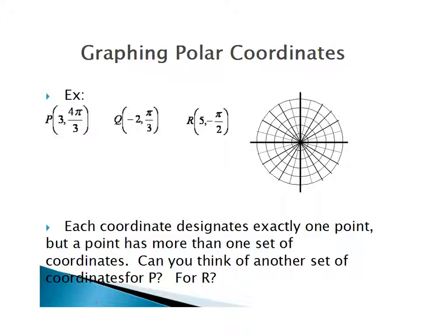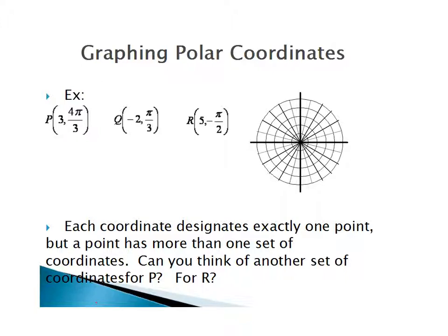On this particular example, this first point P, the 3 is the r value. That's your radius, that's how many rings out I'm going to go. And the angle that's going to get created is 4 pi over 3. To plot this, I have to think I'm going to be on the third ring out at 4 pi over 3. And we're doing lots of unit circle.